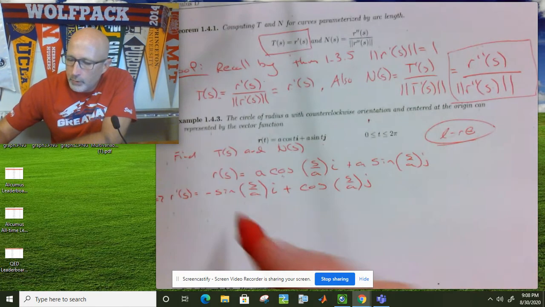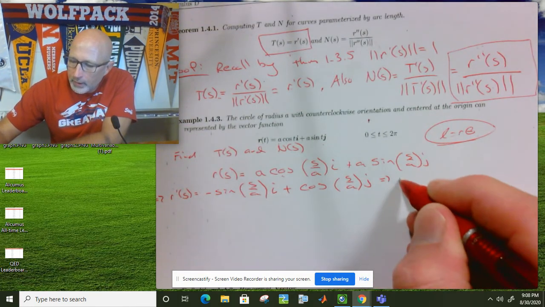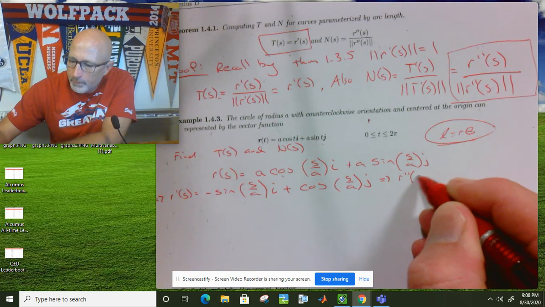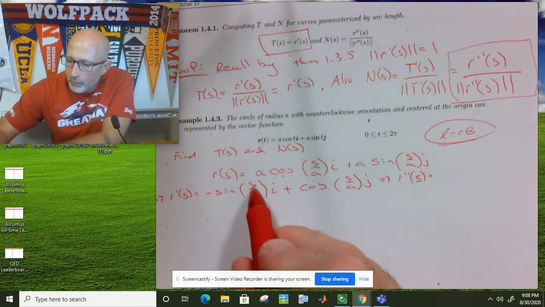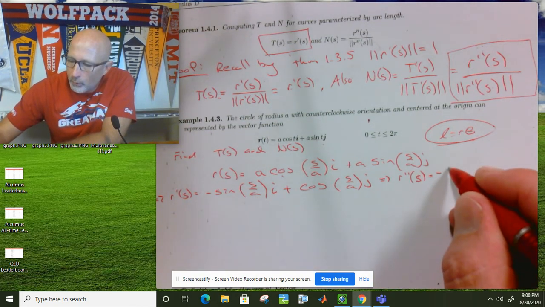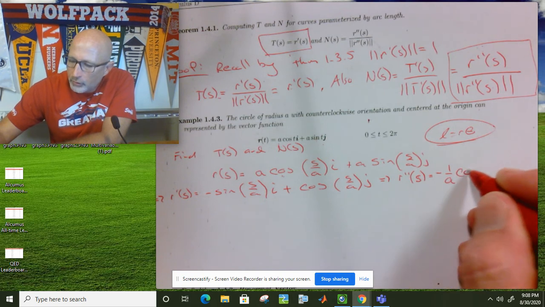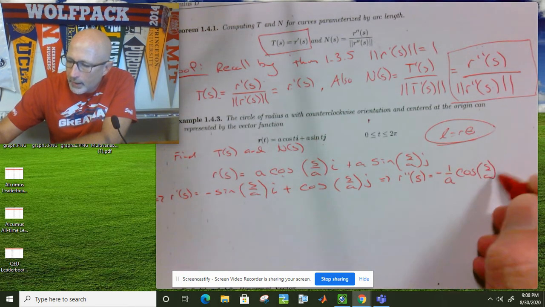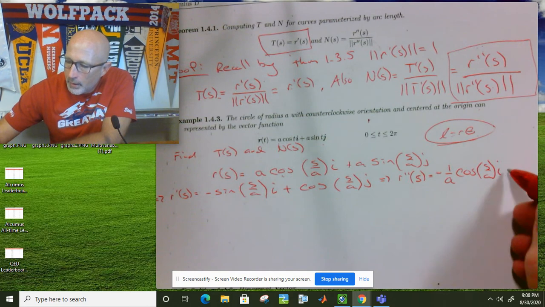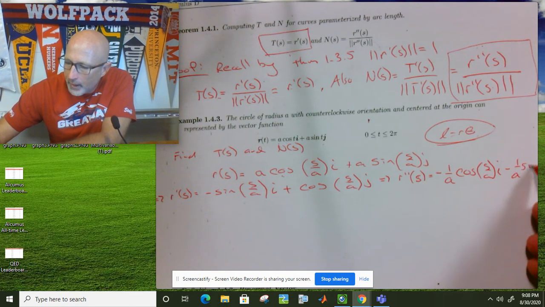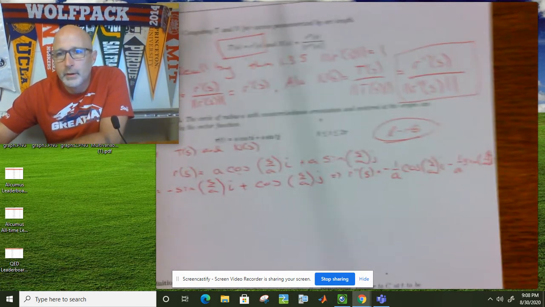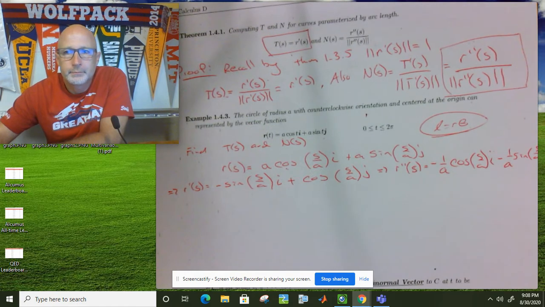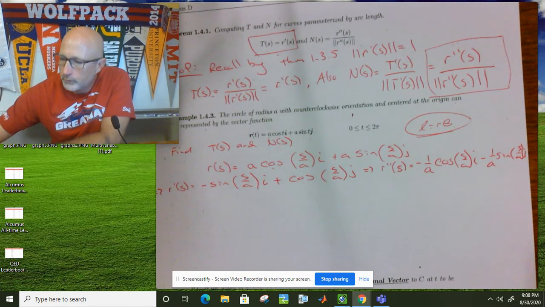Now that I know what the first derivative is, I'm going to calculate the second derivative. So we have to bring out the 1 over a now. I have negative 1 all over a times cosine of s all over a i, and then minus 1 over a sine of s all over a j. Sorry about that, I'm writing off the paper. So this is minus 1 over a sine of s over a j.